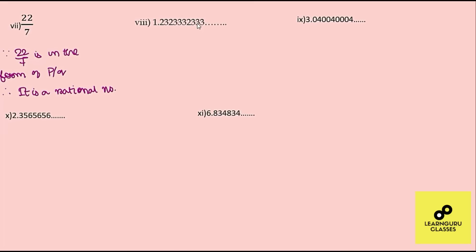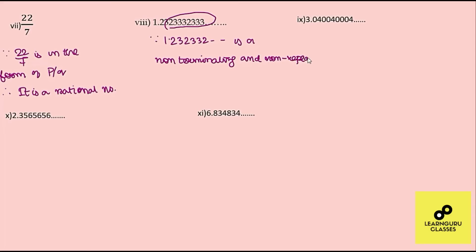1.232333332. So this is an example of an irrational number because no definite sequence is being followed over here. So since 1.2323332 is a non-terminating and non-repeating decimal, therefore it is an irrational number.